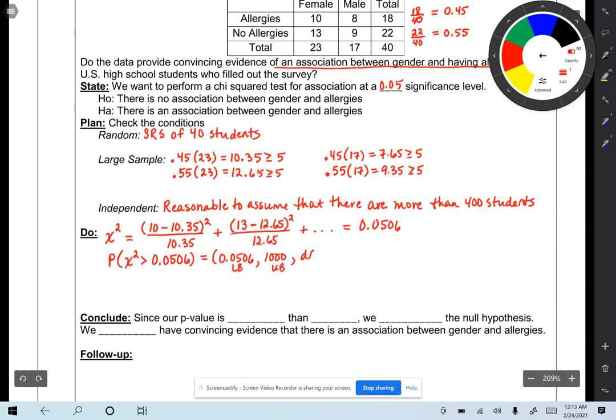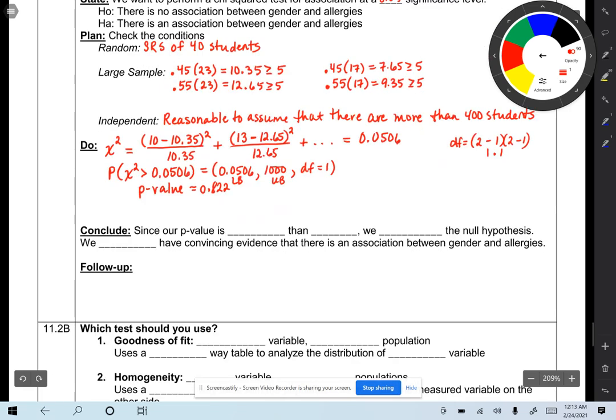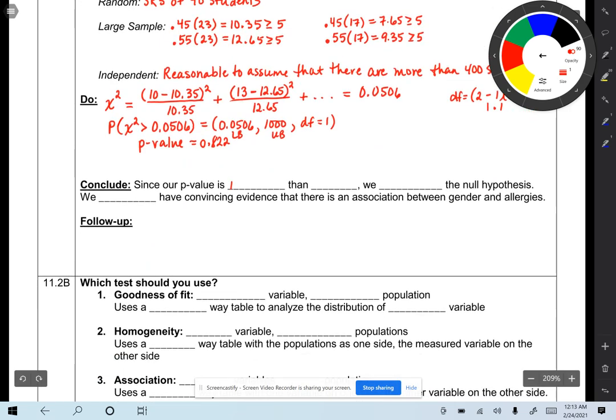and our degrees of freedom. So we have 2 minus 1, and if you look at your rows and then columns, 2 minus 1. So that's a 1 by 1. So we have degrees of freedom equals 1. Right. And that gives us a p-value of 0.822.